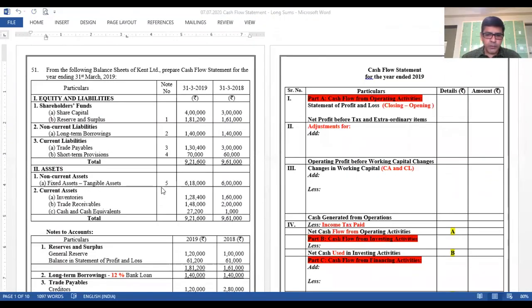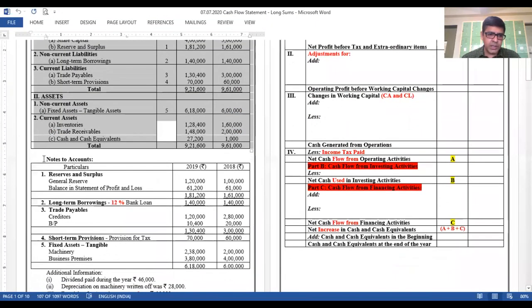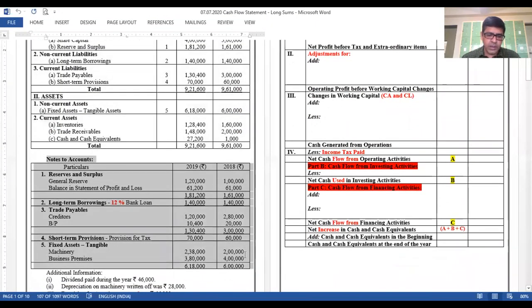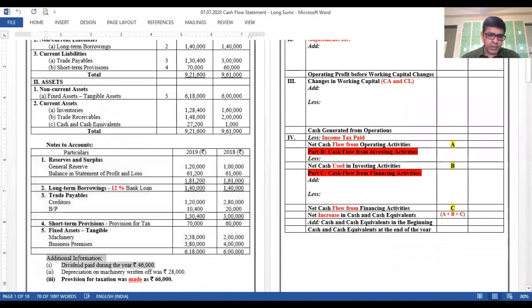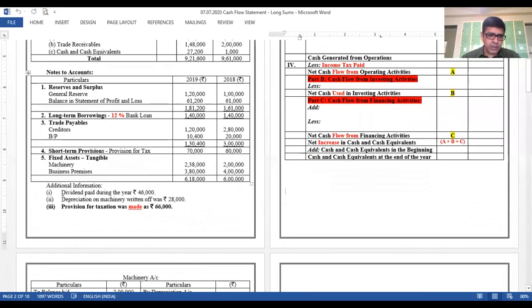So this is the sum in front of us. From the following balance sheet of Kent Limited, prepare the cash flow statement. Balance sheet has been given to us. After the balance sheet, there are some notes to accounts, and then we have some additional information also. Let us start with the additional information. First adjustment, we can see that it's dividend paid during the year is rupees 46,000.